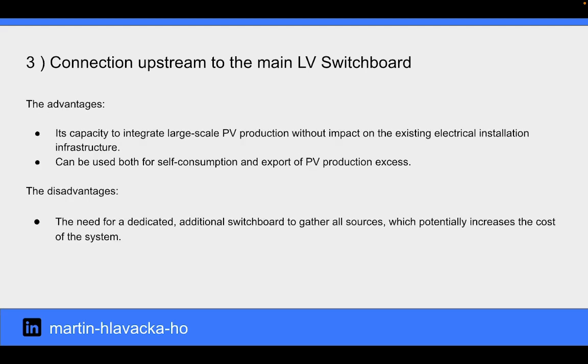The main advantage of this architecture is its capacity to integrate large-scale PV production without impact on the existing electrical installation infrastructure. It can be used both for self-consumption and export of PV production excess. A drawback can be the need for a dedicated additional switchboard to gather all sources, which potentially increases the cost of the system.